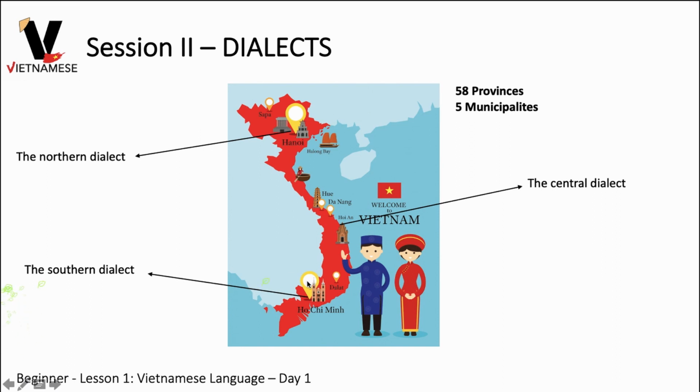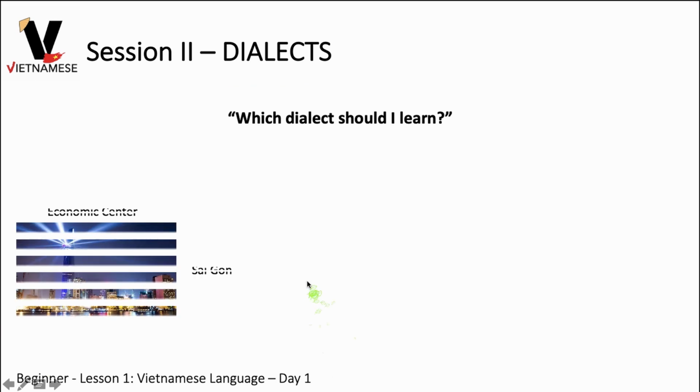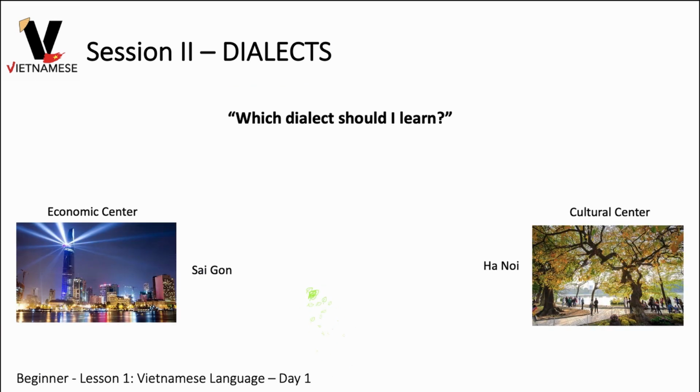And to answer the question of which dialect you should learn, I have no answer for that, but I have a suggestion for you. Firstly, Ho Chi Minh City, or we can say Saigon. Saigon is the economic center of the South. This is a very open city. The city is always bustling and is suitable for energetic people who are seeking opportunities.